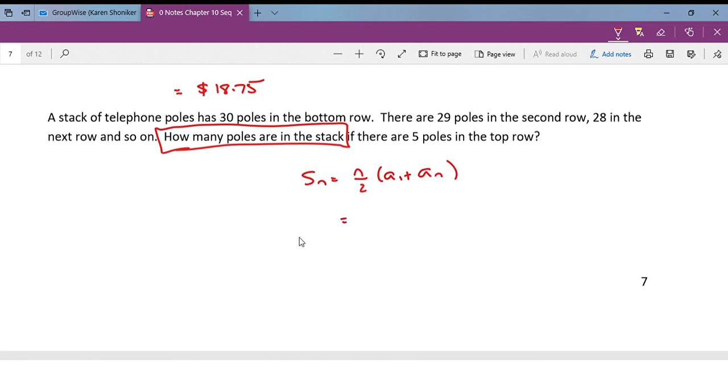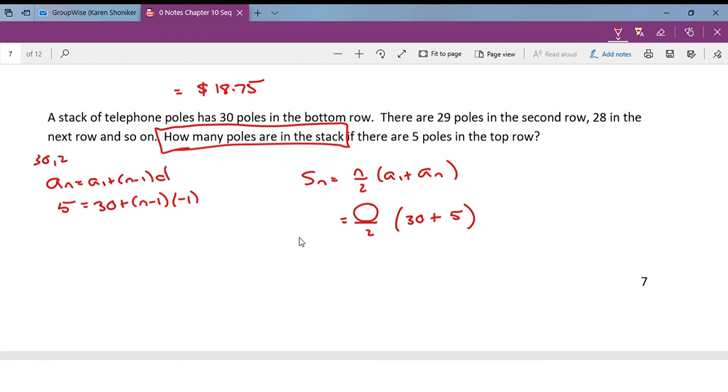So what do we know? Well, we know that in the first row there are 30 poles. In the last row there are 5 poles. The question is, how many terms are in this sequence? So there's a couple ways that you could figure this out. The most mathematical would be to say, all right, well, why don't we find the number of terms using this formula? Where I know that in the last row there are 5, in the first row there are 30, and that we have a common difference of minus 1. If you think of this as a sequence, your first row had 30, 29, 28, and so we have a common difference of negative 1.